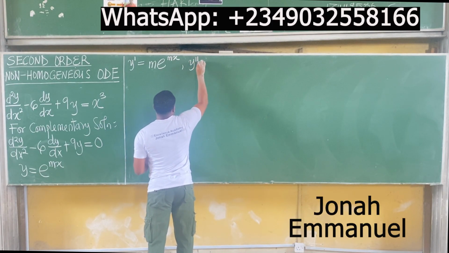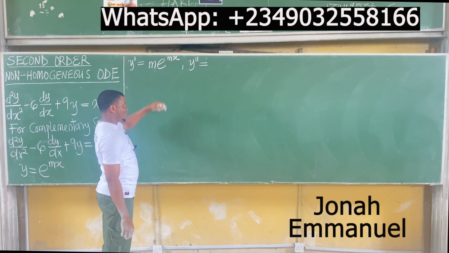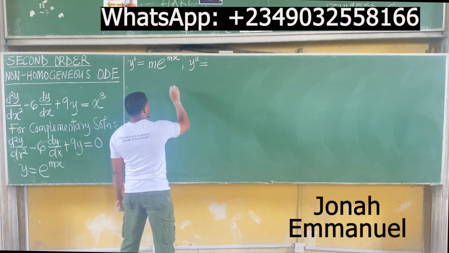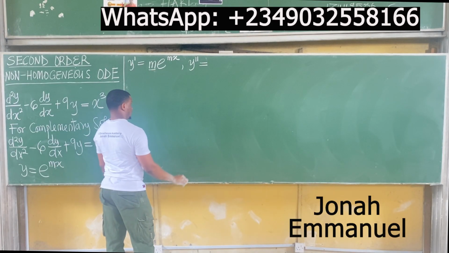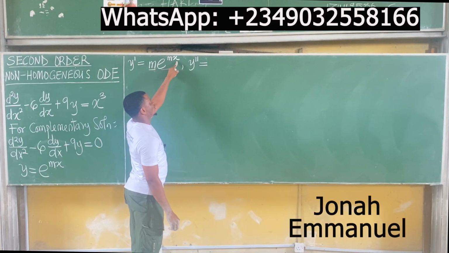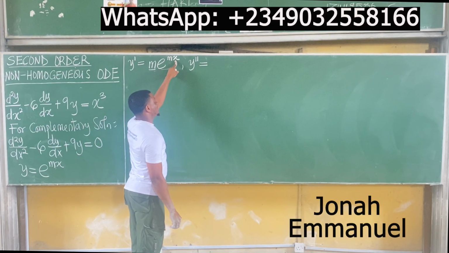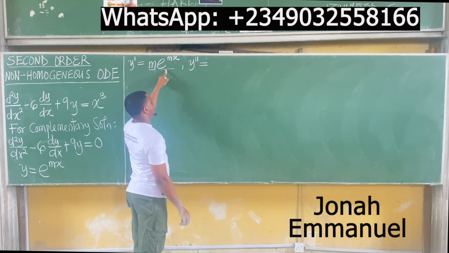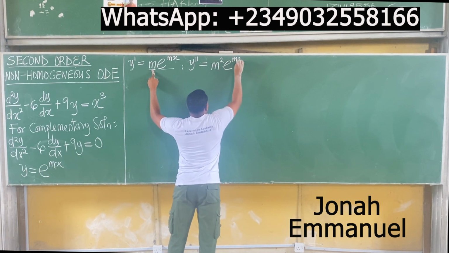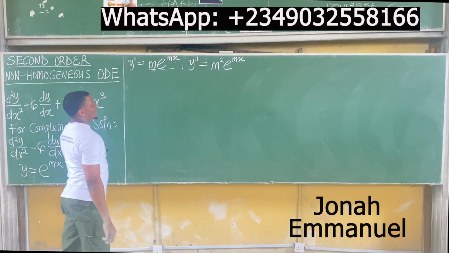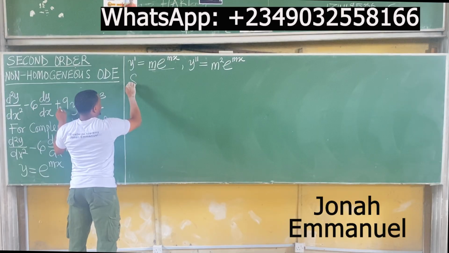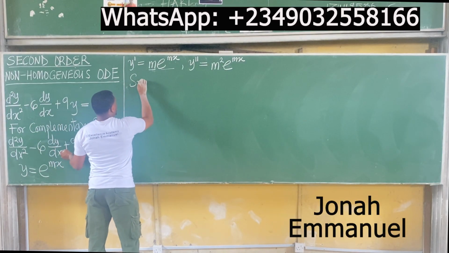Also, y prime prime is equal to, differentiate this, what do you get? Now, for this, this is a constant, so don't bother about it. Focus on exponential mx. If I differentiate exponential mx, focus on the power. If I differentiate mx, it gives you m. Use m to multiply this. m times m gives you m squared exponential mx. You have this. All right, we'll substitute this into this one here.